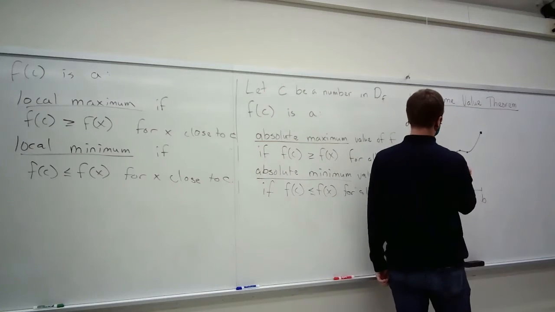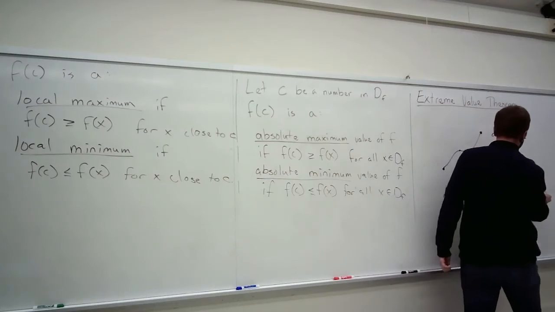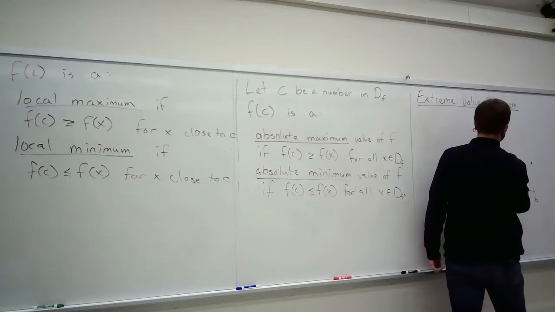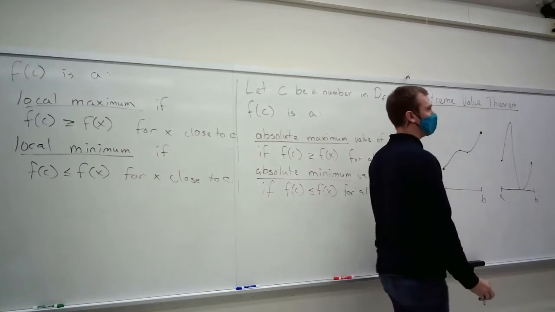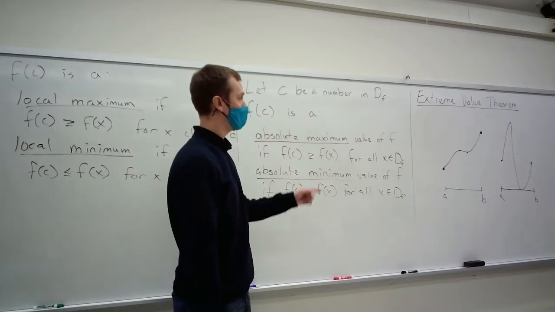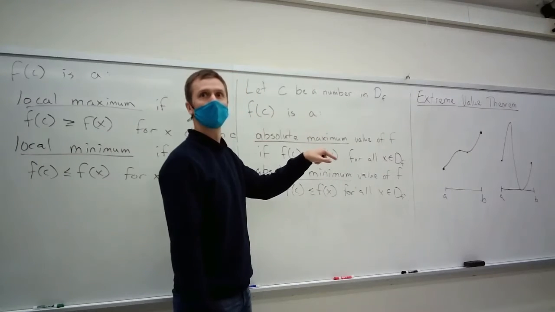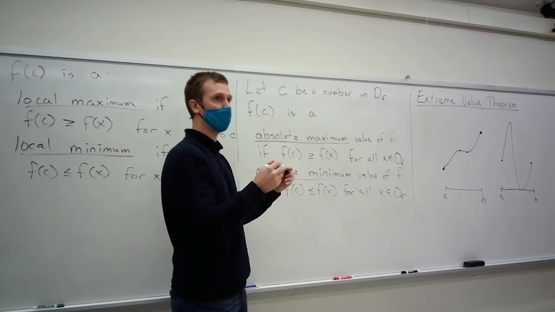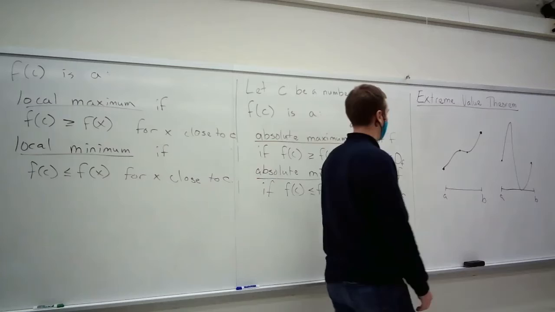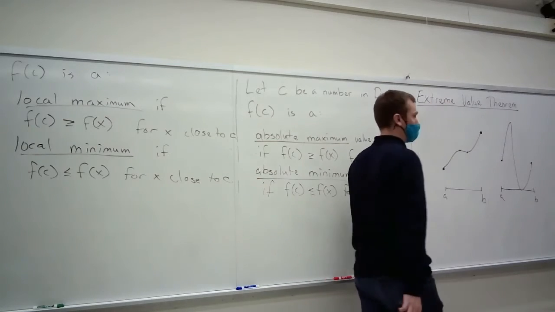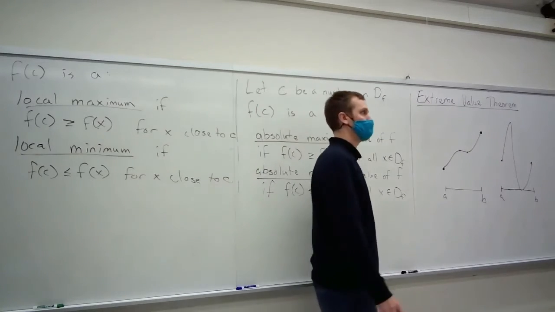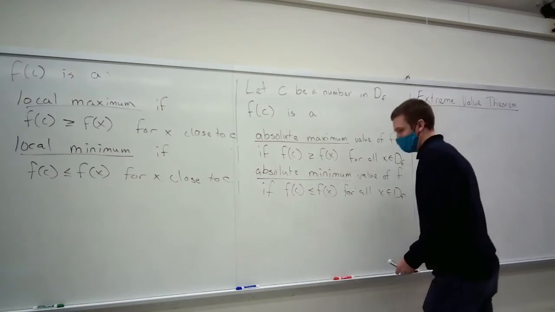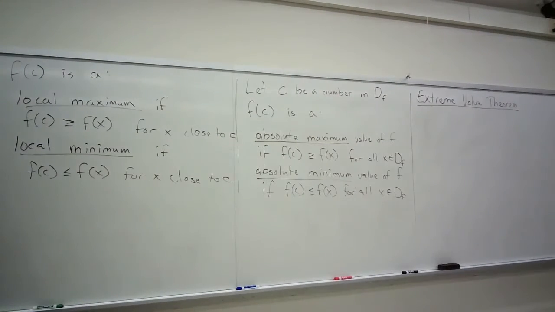But I could have very well had a function that looked different on some interval a to b. I could have had this, this, that. In which case the derivative would pick up on the max and the min, right? And both are located in the interval, not on the endpoints. So the extreme value theorem is going to encapsulate all of this together. Okay? Here's the exact wording.